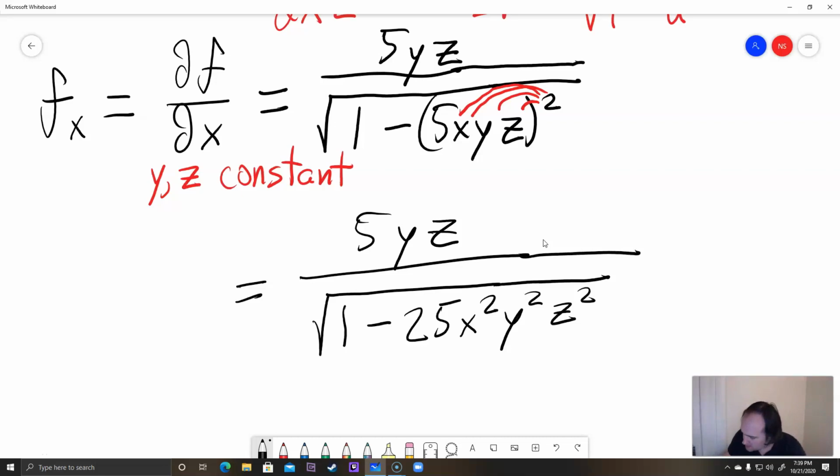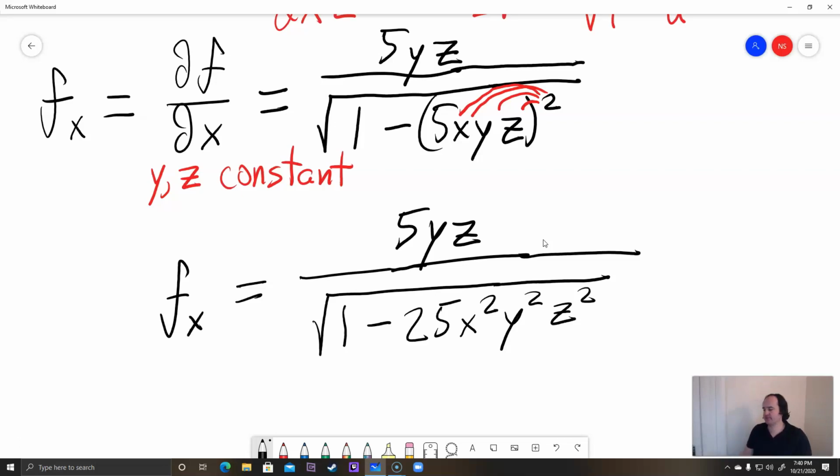Okay, so we got 5yz over the square root of 1 minus 25 x squared y squared z squared. So that's our f sub x, or partial f partial x.